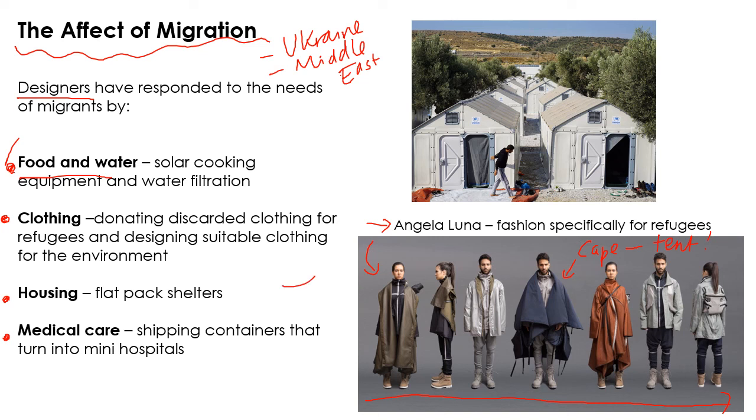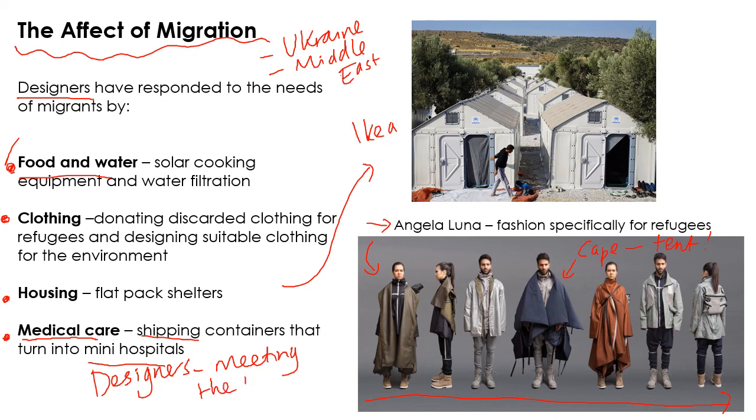IKEA designed this flat pack shelter for refugees, and for medical care, designers created shipping containers that could turn into mini hospitals. So again, you can see how designers are meeting the needs of this social problem, which is to do with war, which is to do with poverty, all different types of things happening, but designers are stepping in to help meet the needs of these people.